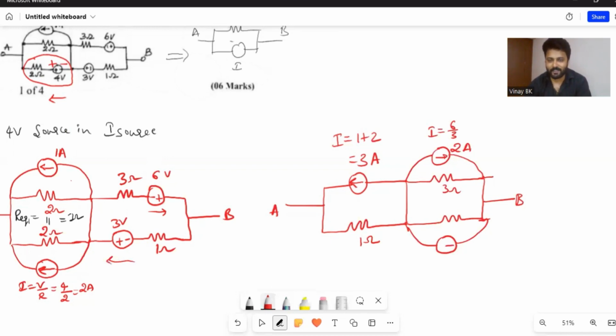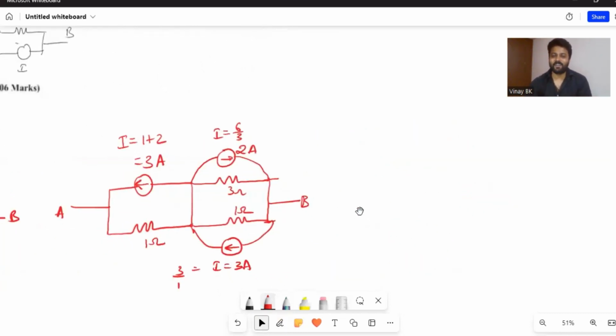B to A. So this I is given by V divided by R, whereas V is 3, R is 1, you can get 3 by 1, which is nothing but 3 amperes, and the direction is B to A. So now these two current sources are in parallel. You'll get one more equivalent current source by transforming these current sources, or else by reducing these current sources.